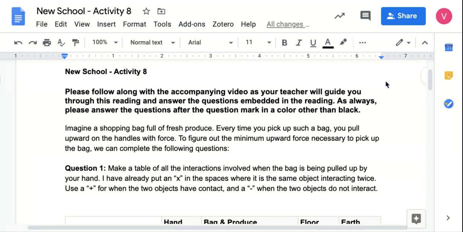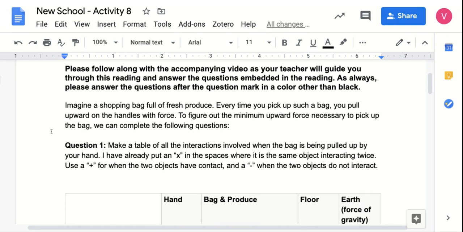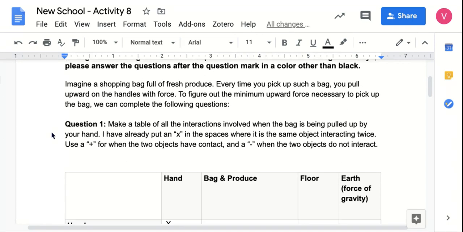As always, please answer after the question mark in a color other than black, and please turn this in on Google Classroom. Okay, so imagine a shopping bag full of fresh produce. Every time you pick up such a bag, you pull upward on the handles with force. To figure out the minimum upward force necessary to pick up the bag, we can complete the following questions.